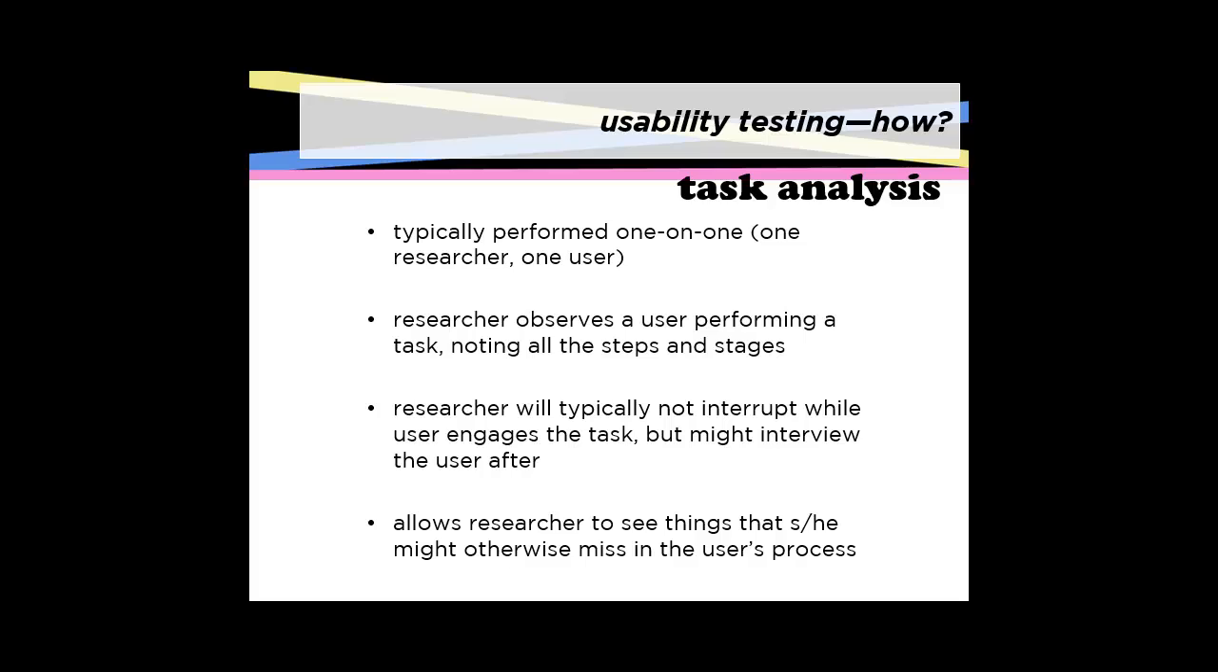Task analysis is another method of usability testing. Often this is done with one participant and one researcher. The researcher asks the person to perform a task, for instance, finding a certain product on a website, putting it in a shopping cart, and going through the whole checkout process. The researcher will watch and observe to try to find out how the user navigates the site or document, and if the user faces any challenges performing the task.